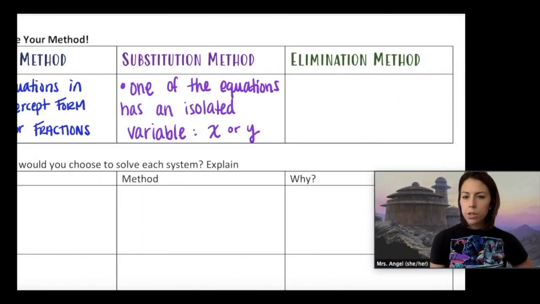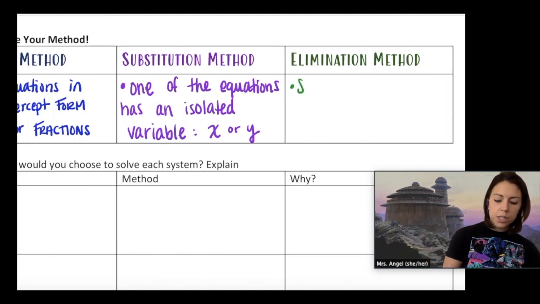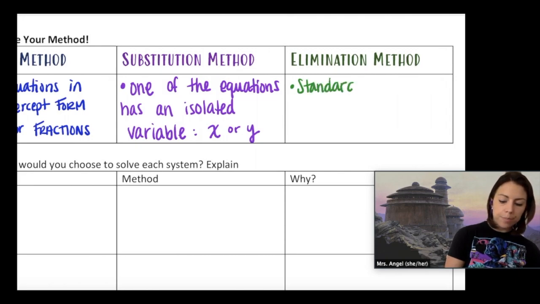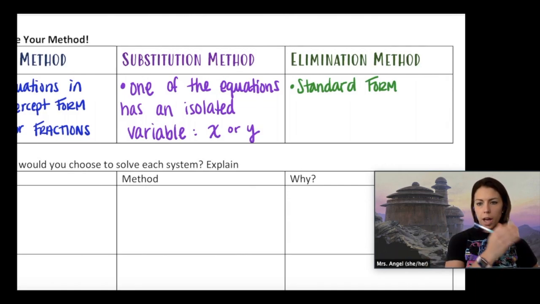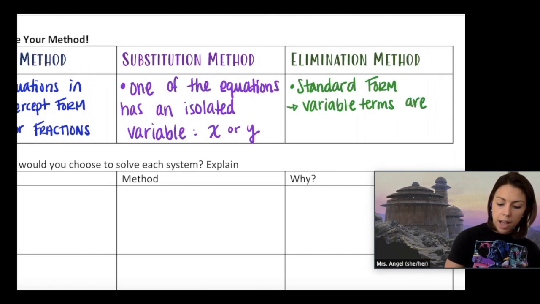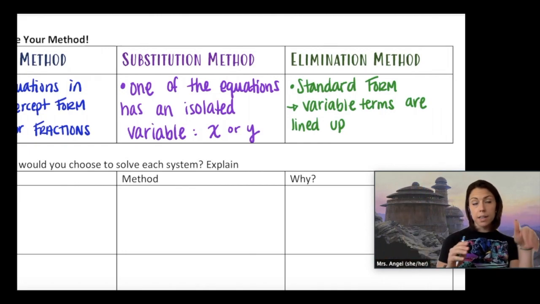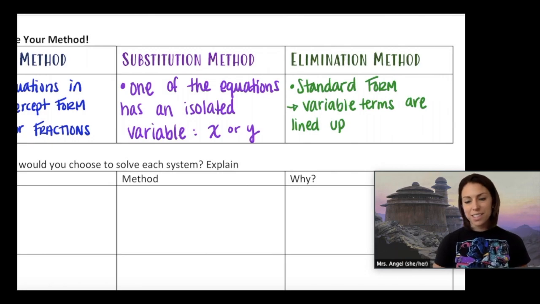And then when would we ever use elimination? Well, we would only use elimination when the equations are in standard form. But since we haven't talked a lot about standard form, x, y, constant, I'll also say when the variable terms are lined up. Because remember, you need those x's on top of x's, y's on top of y's, equal sign on top of equal sign, and constants on top of constants if you want to be able to eliminate.